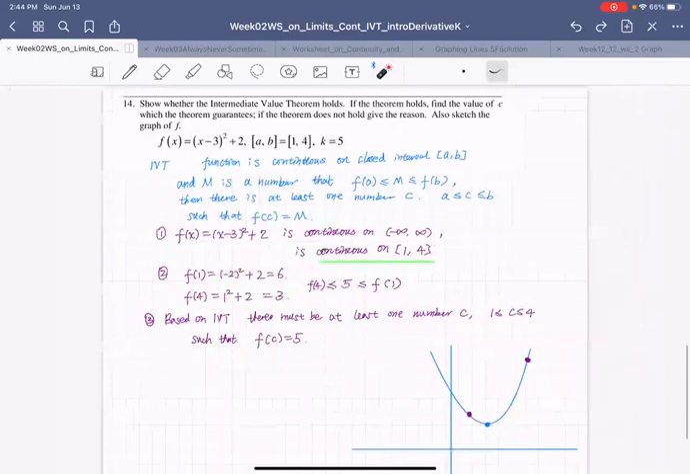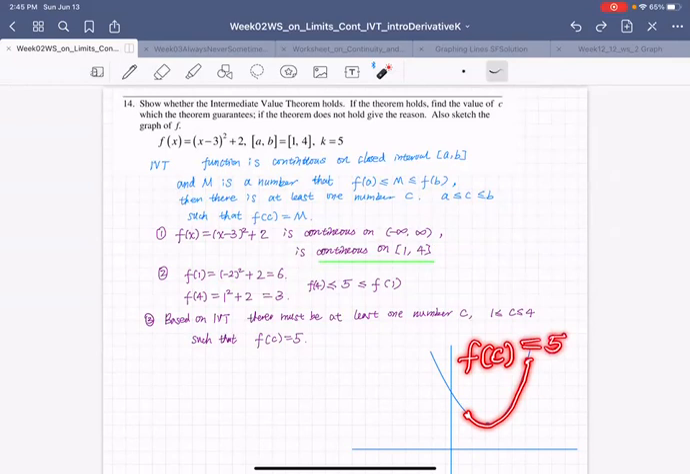The question is basically asking this. You have a graph called (x minus 3) squared plus 2, so the vertex is at (3, 2). You have 2 points, one at x equals 1, one at x equals 4. Can you guarantee that from here to here, you have at least 1 point which makes your f(c) equal to 5?